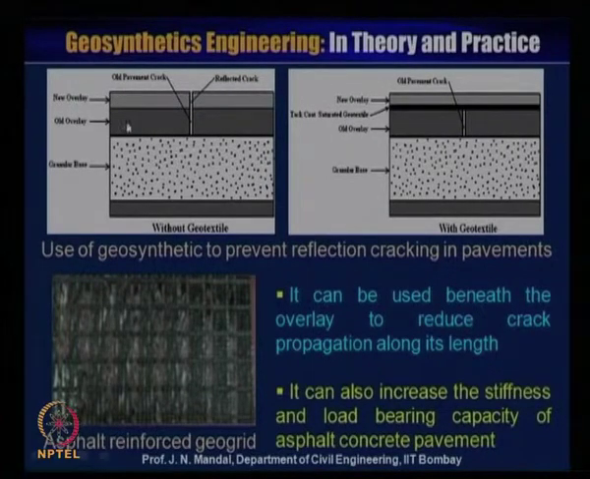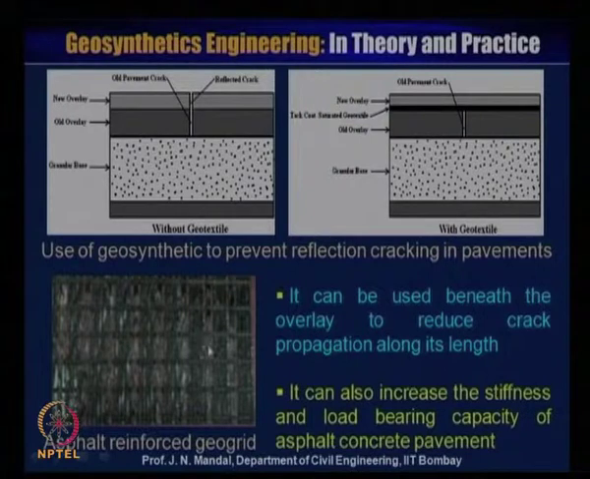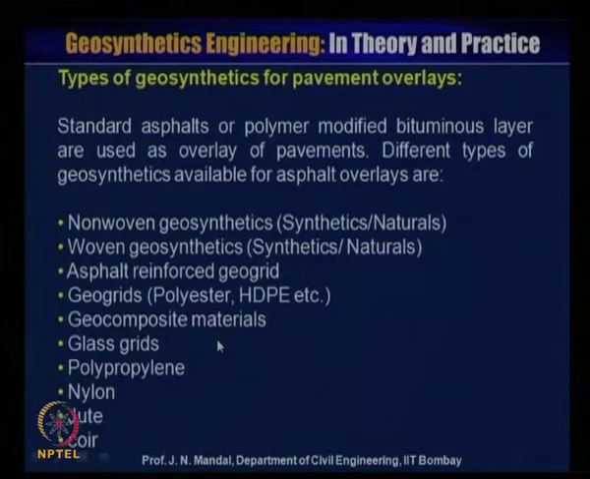So, this is one kind of the asphalt reinforced geogrid. It is a geogrid material, also laminated with the geotextile material, and this is the asphalt coated. So, sometimes you do not need to provide the asphalt overlay on the top; it is also available in the market. Types of geosynthetics for pavement overlay.